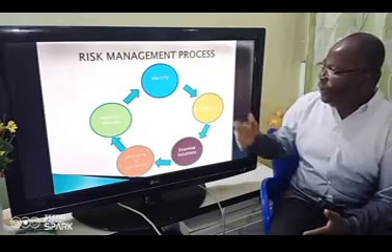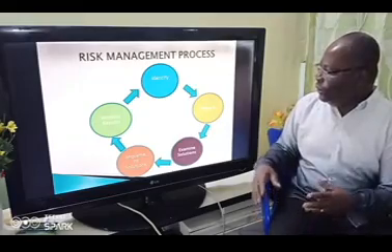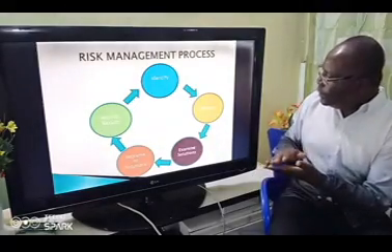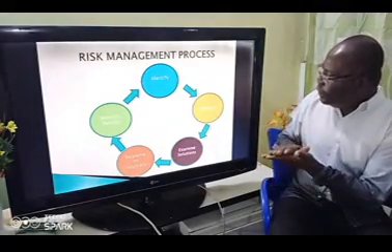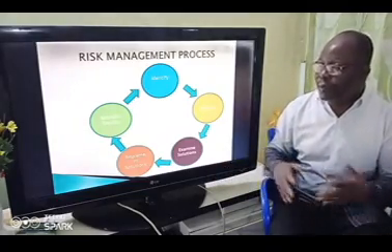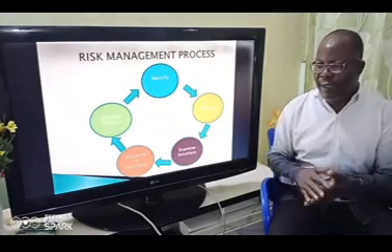And when you identify the risk, you should be able to measure the risks. We should be able to know the severity of the risks, the gravity of the risks, whether the risk is high risk, medium risk, or low risk. Then you find possible solutions for resolving the risks. That is, examine the solutions.